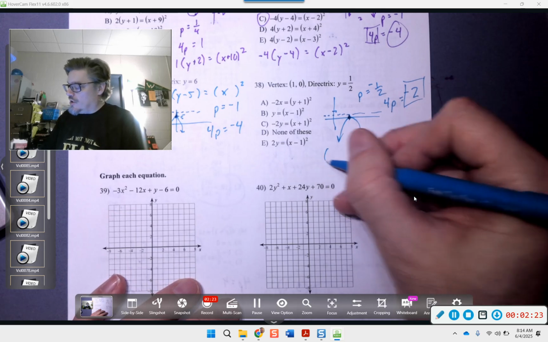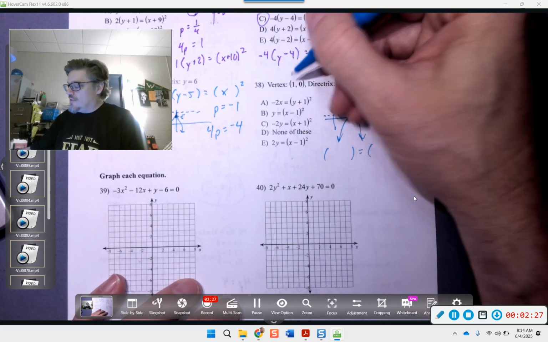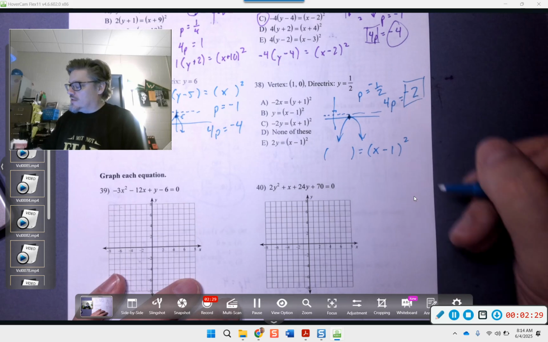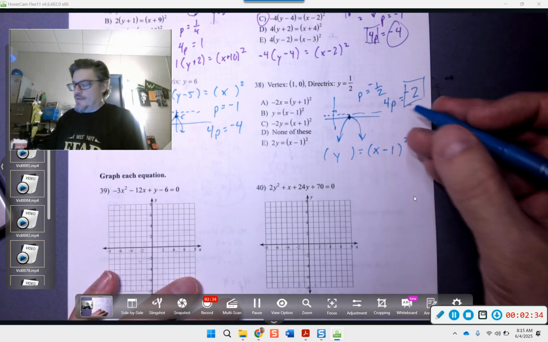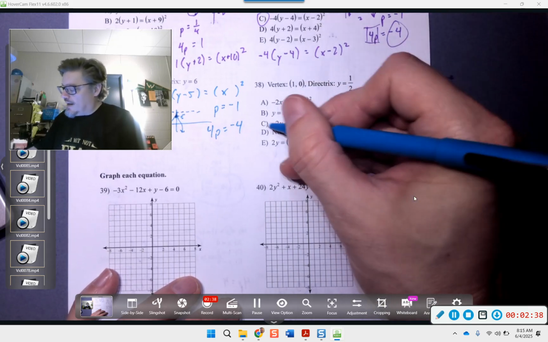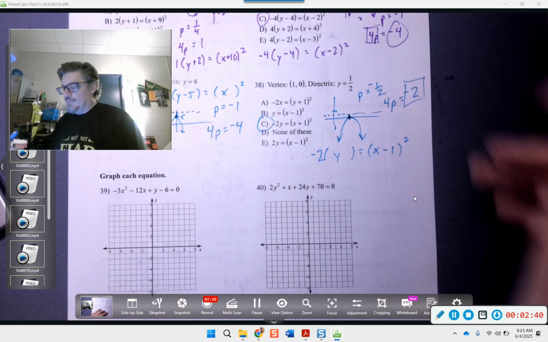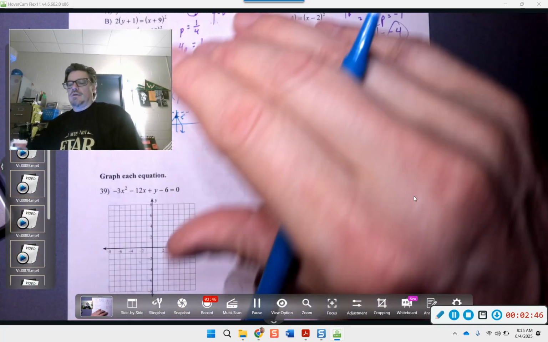So let's make sure that we've got the right stuff here. If the vertex is 1, we're going to have x minus 1, and then y will be by itself. You don't have to put in the 0, but we are going to put that negative 2 in front. So we are looking for a negative 2y right here. Okay, C.